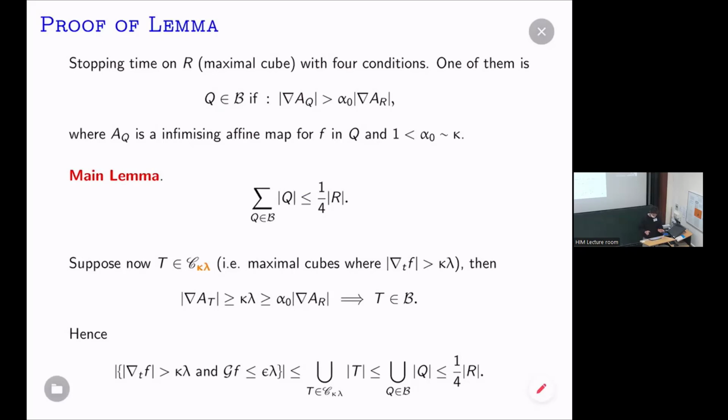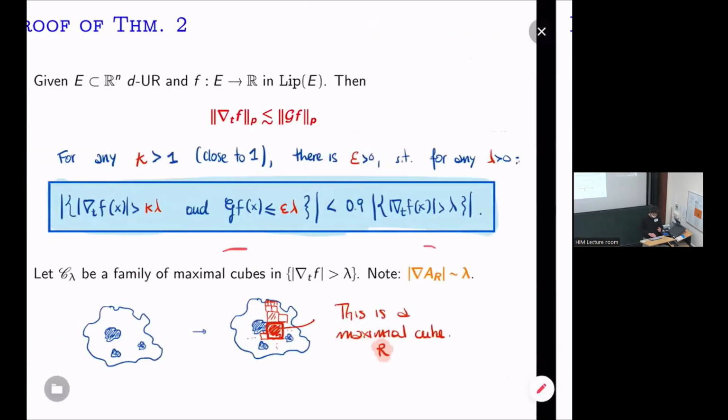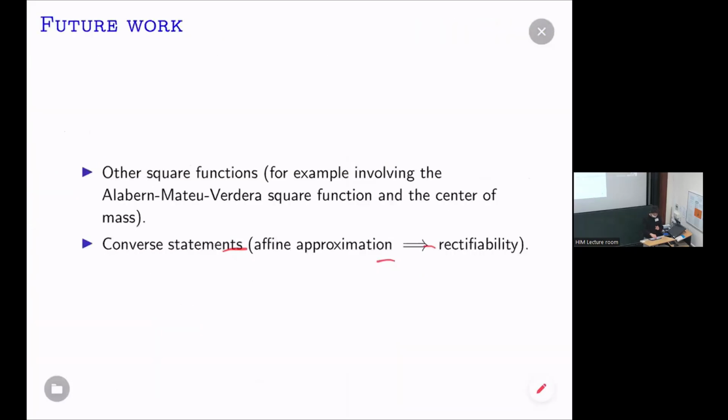Okay, so this proves the second theorem, and now maybe I have a few minutes to mention some possible further questions. So one, it would be nice to obtain a similar Dorronsoro type theorem, but with a different square function. Alberti, Csörnyei, and Preiss proved an equivalent Dorronsoro theorem in R^d with the square function that looks like this.